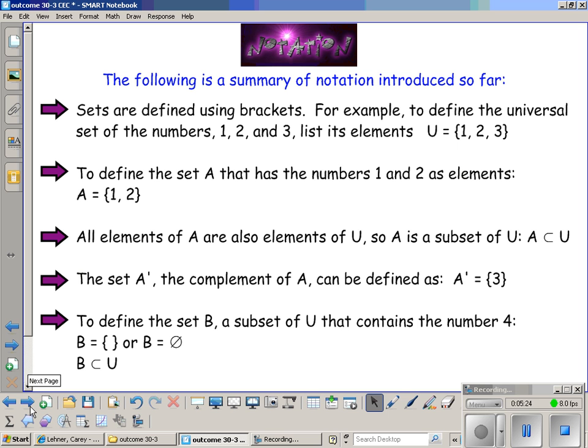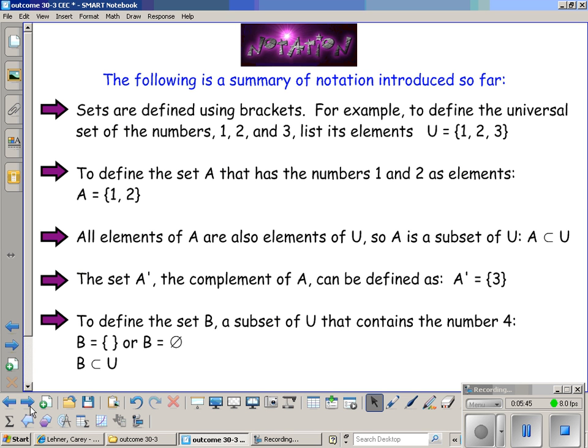Alright, so let's look at some of the notation that we need to know for sets. Sets are defined using brackets. For example, to define the universal set of numbers 1, 2, and 3, we list the elements: U equals {1, 2, 3}. And notice the curly brackets. So when you're defining a set, you use the bracket.